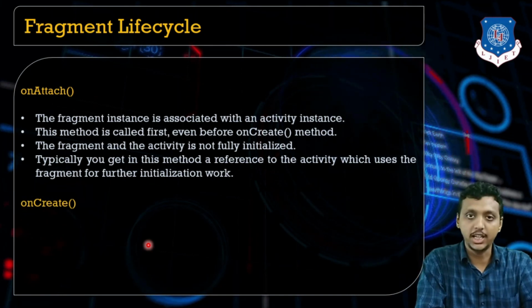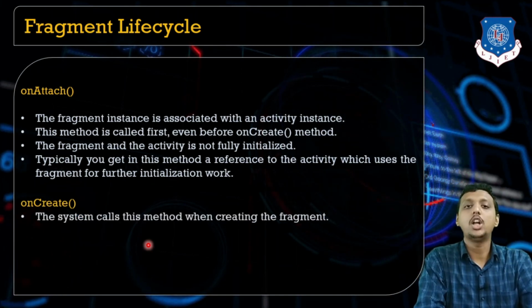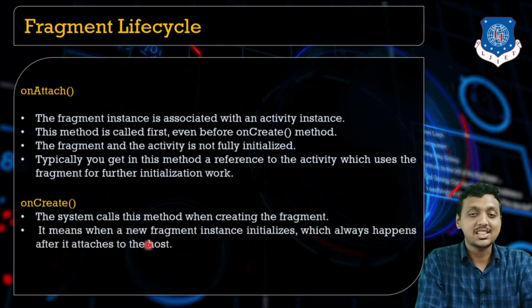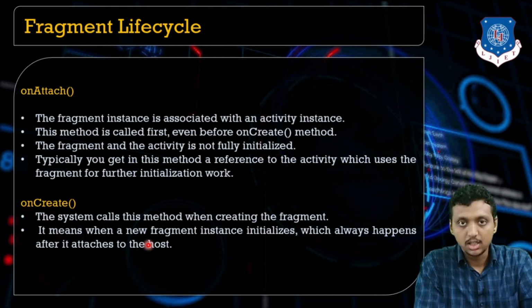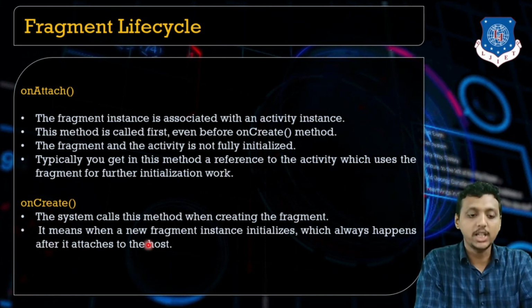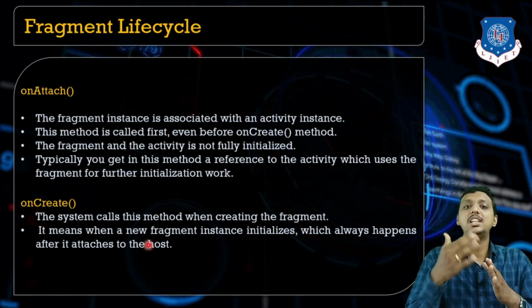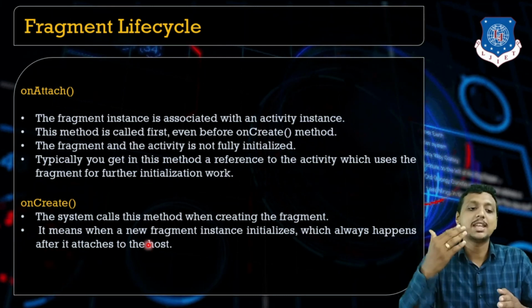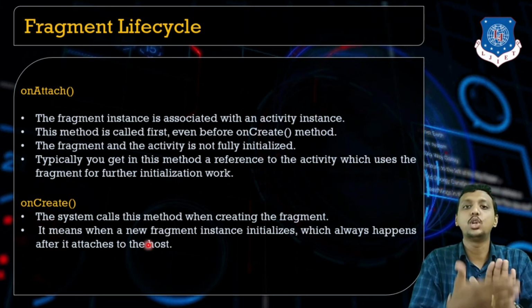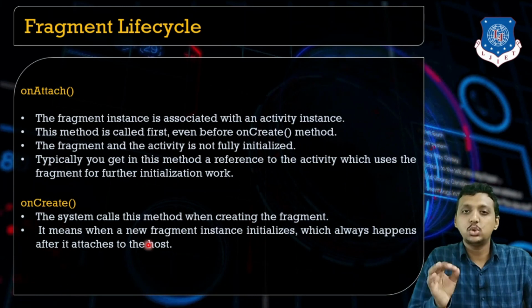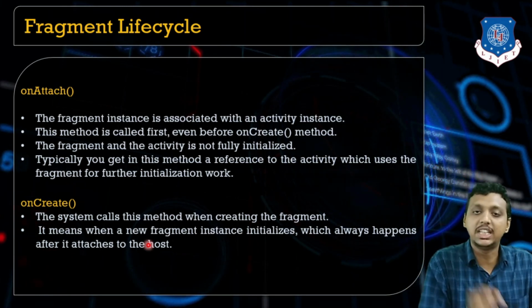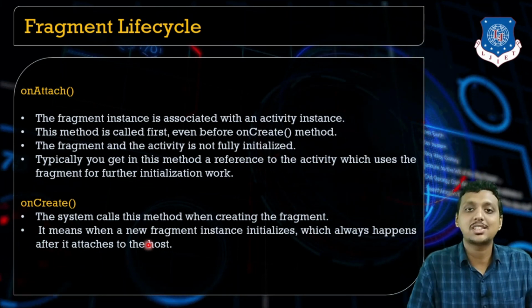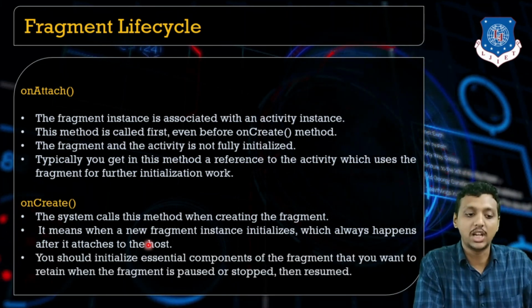The second method is onCreate. The onCreate method is called when the fragment is created. So when it starts creating the fragment, the onCreate method of the fragment is called. It means the new fragment instance, we can say the new fragment object, is initialized, which always happens after it is attached to the host. So first you attach your fragment to the activity, and after that, students, the fragment instance is created, or we can say initialized.